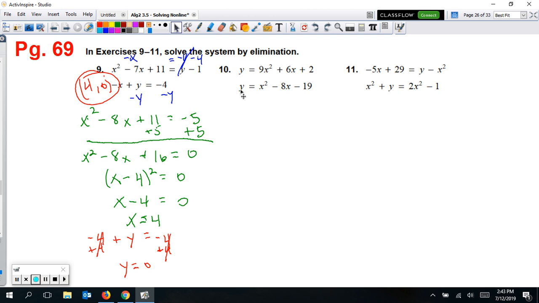The only thing we do need to do is make one of these y's opposite of what it is, because they're both positive right now. One needs to be negative.